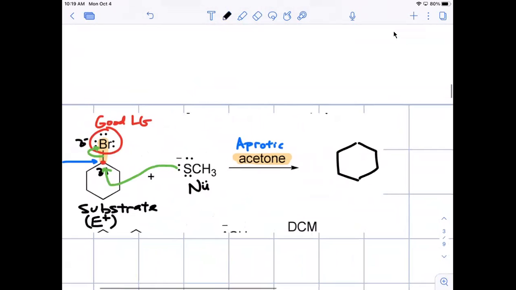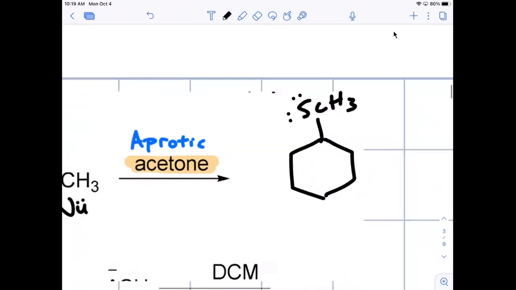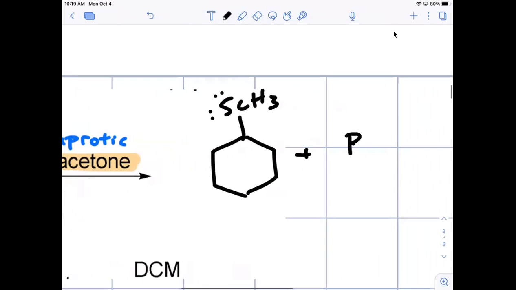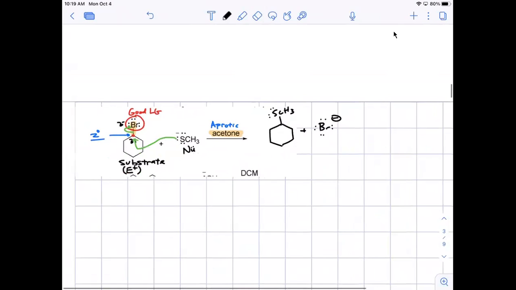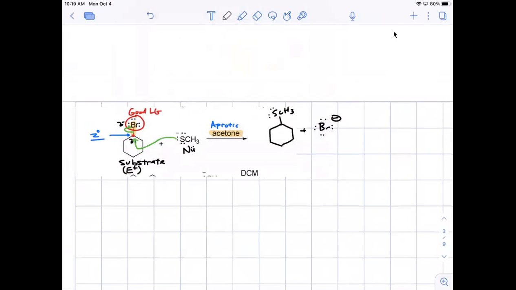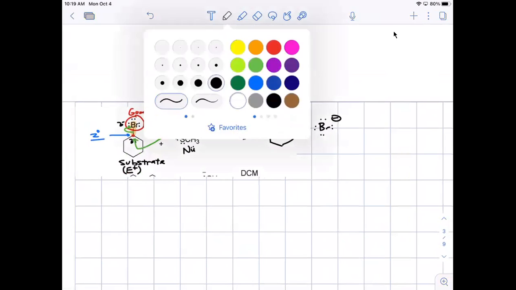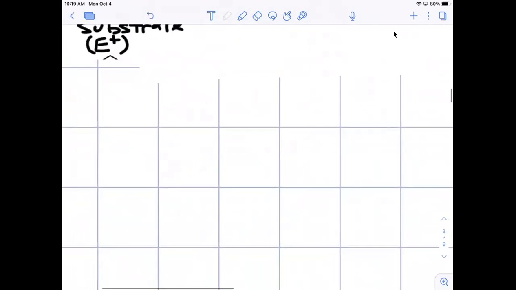Right, and then in the place of bromine, I'm going to have this plus that. Everybody agree? Yes. All right.